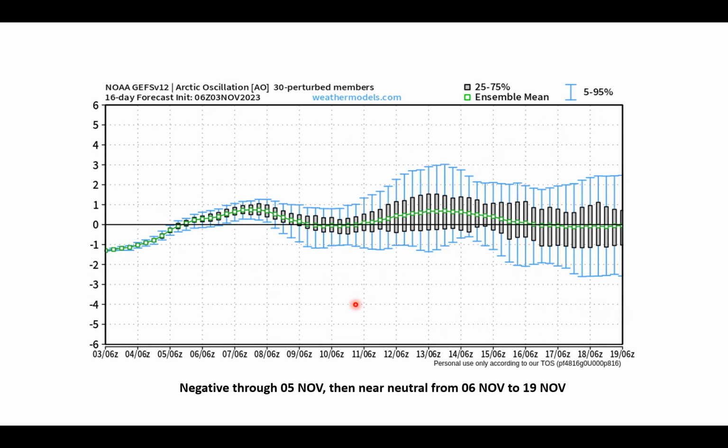For the NOAA GEFS V12 forecast for AO, negative through 5 November on this particular model, then if you average all these little dips and drops out, it's close to the zero line. So neutral conditions from 6 November to 19 November for the AO.